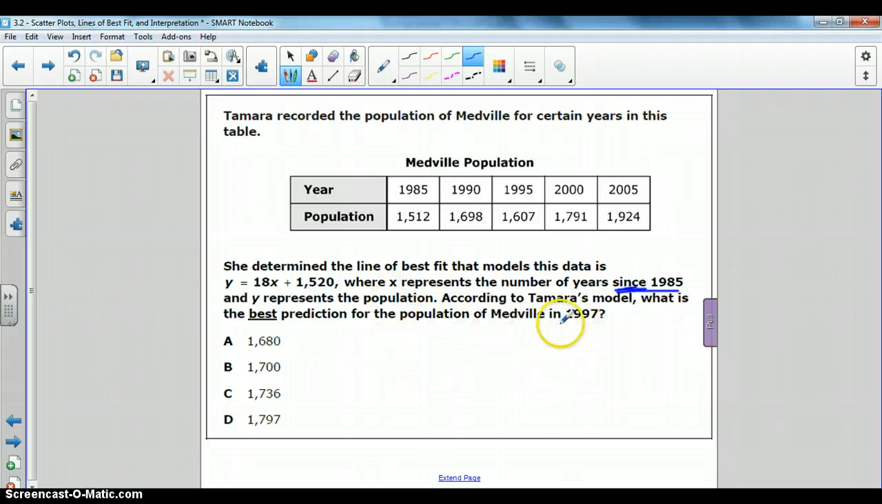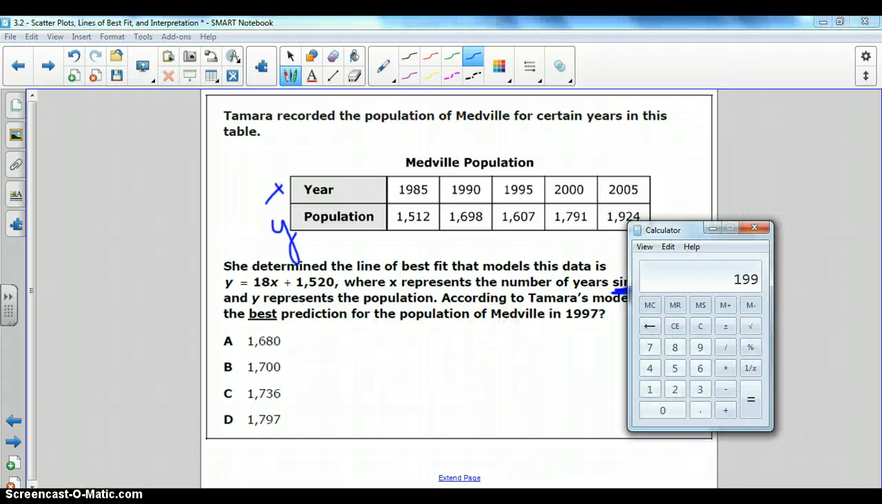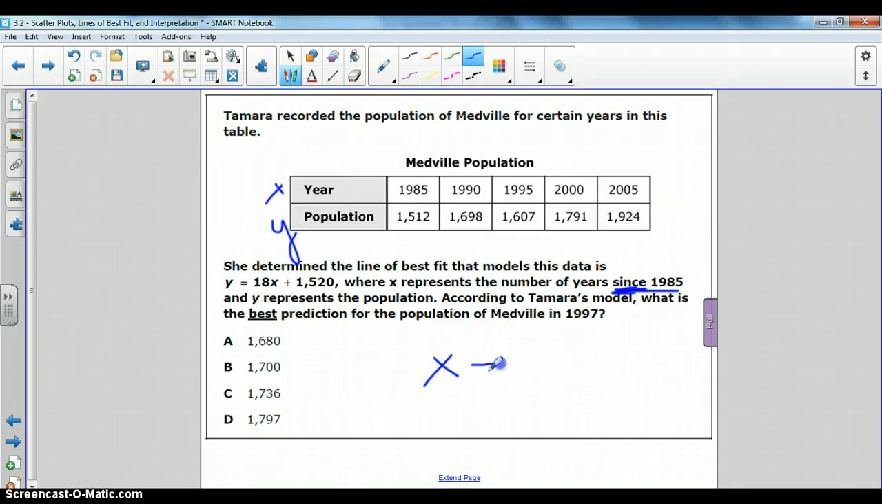So your years are your x's, and your population, what you're getting out, is the y's. So all we have to do is pop this in for x, and then it'll spit out our population. But the key here is they said since 1985. So the first thing you need to do is take 1997 minus 1985, and that gives us 12. So our x equals 12 that we're going to put into the equation.